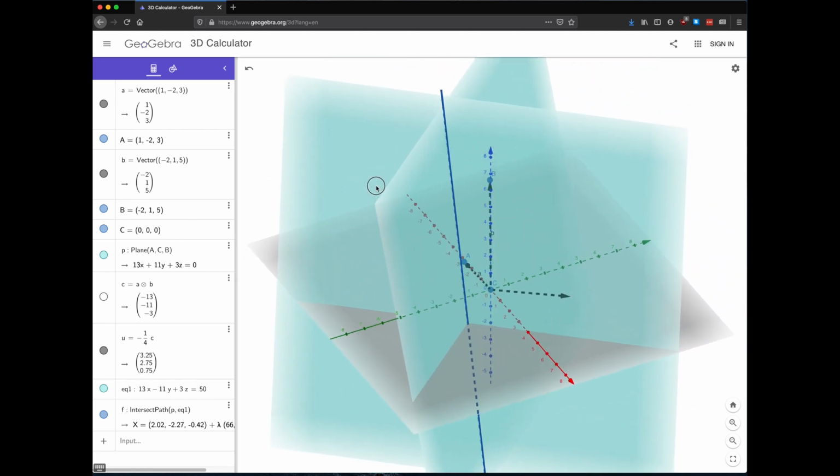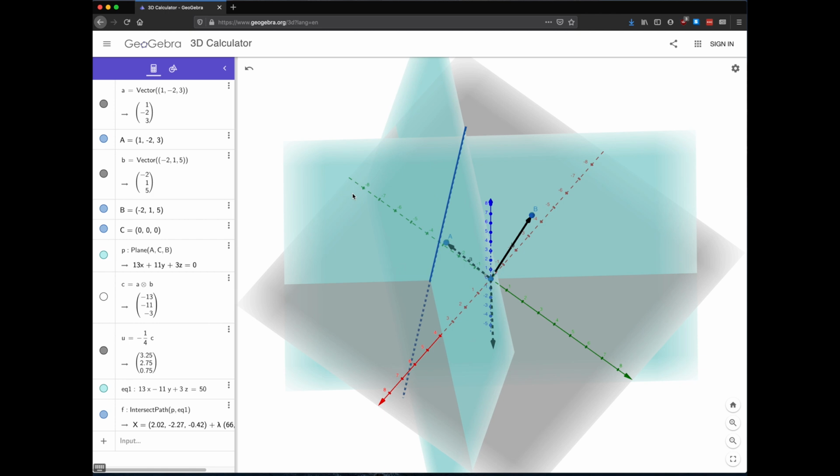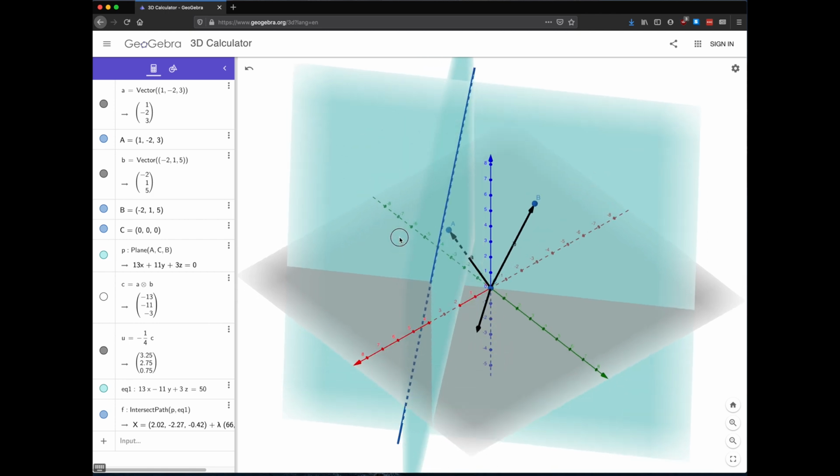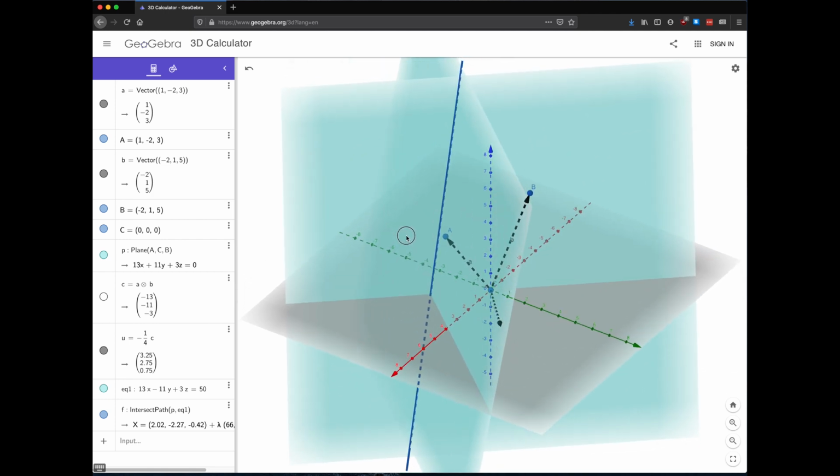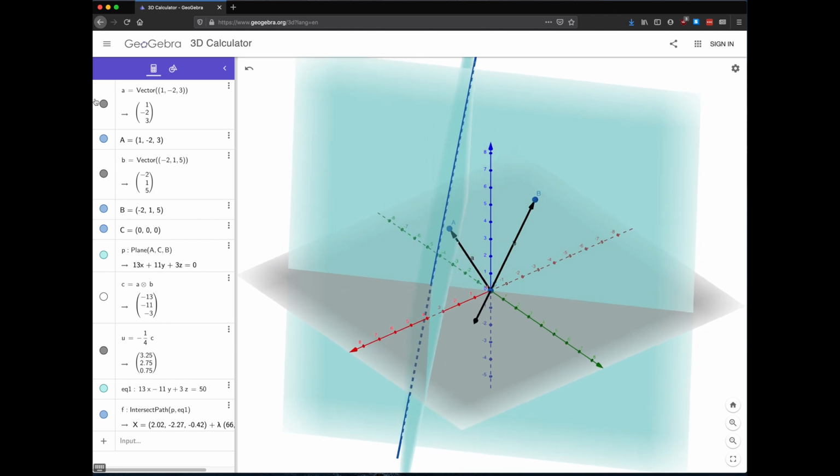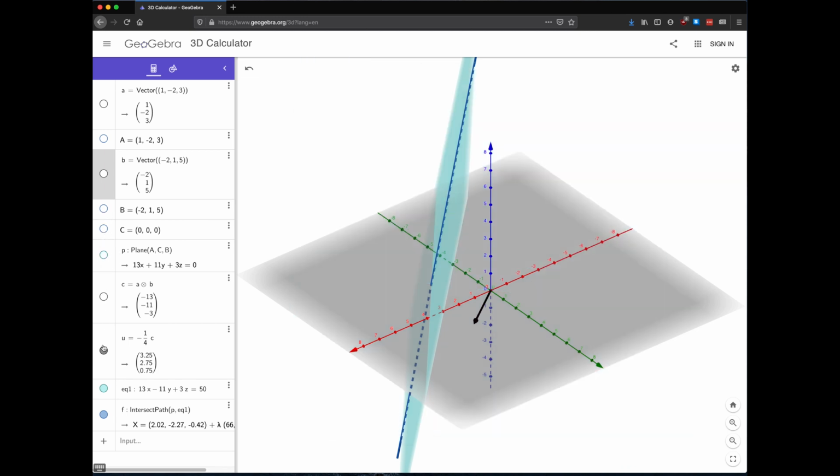Okay? And that's what we studied in 12.5. It is not an exaggeration to say that you have been studying how to program GeoGebra. I'm going to erase many of these things, and we're going to start looking at what it means for lines to be parallel or skew or intersecting.